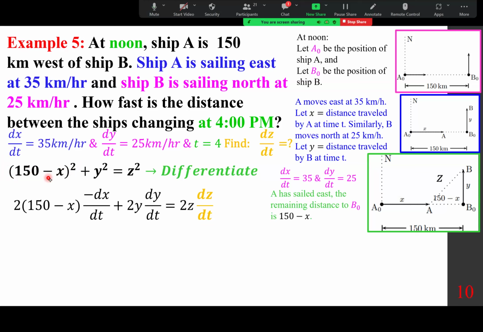So we are going to plug in. What can we plug in? Just about everything. We want to plug in x. Well, what is x? After 4 hours, x is 4 times dx dt. What is y? After 4 hours, y is 4 dy dt. So at 4 p.m., x is 4 times 35, which is 140. y is 4 times 25, which is 100. And the units are kilometers, because these are kilometers per hour.